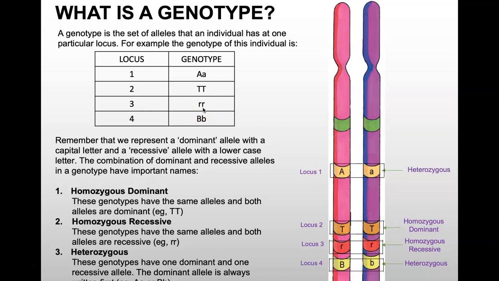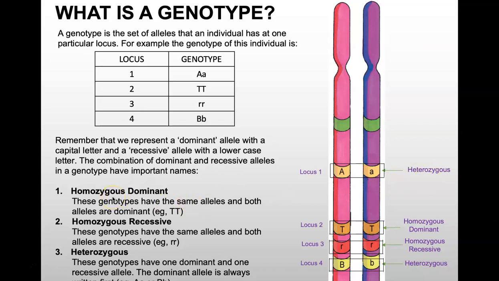It's how we mix those letters up that denotes how they represent those physical characteristics. Remember, we represent a dominant allele with a capital and a recessive allele with a lowercase, and it's the combinations of these dominant and recessive alleles in a genotype that have really important names, and you need to learn these names. So let's look at the first one.